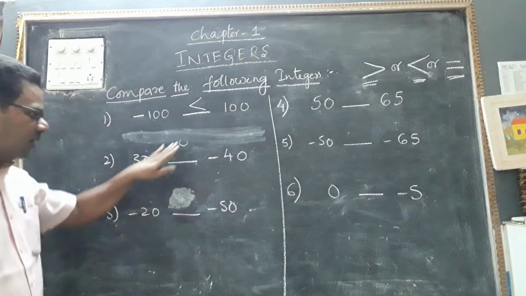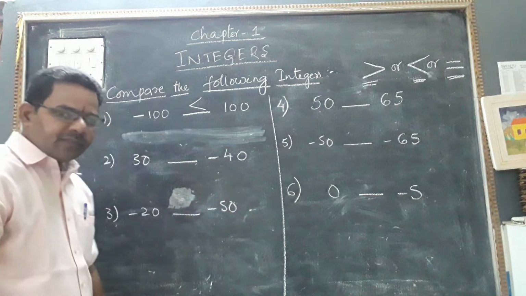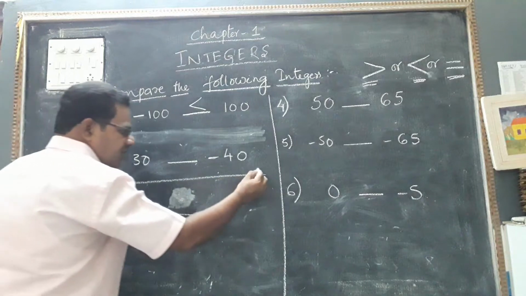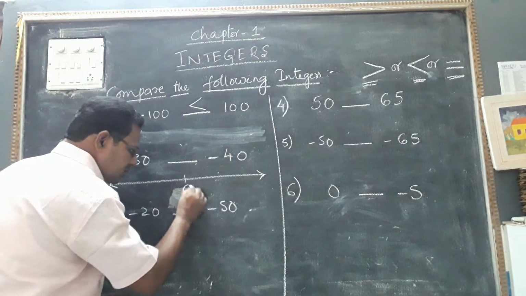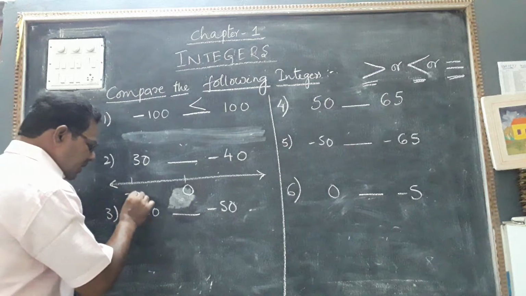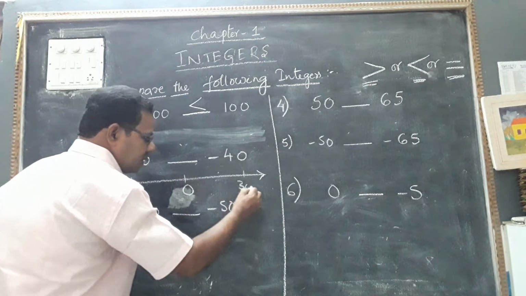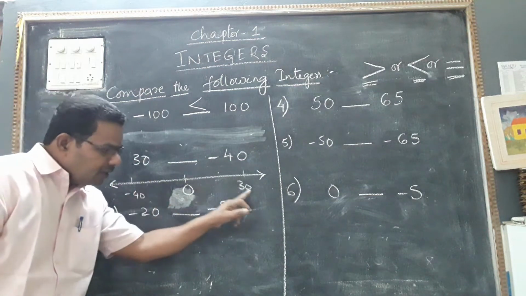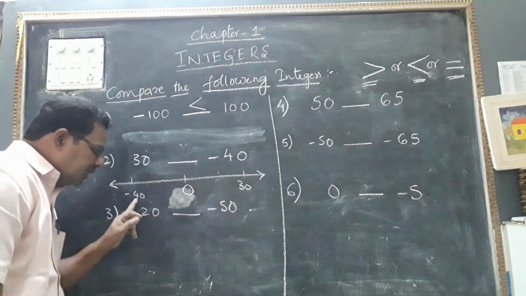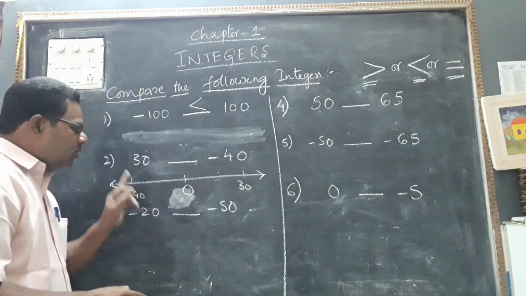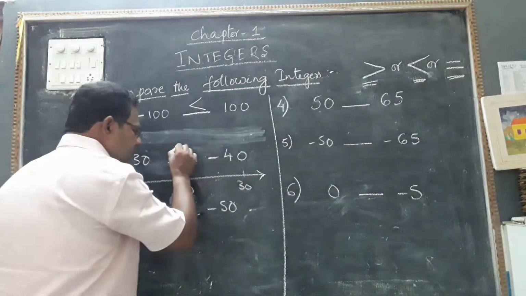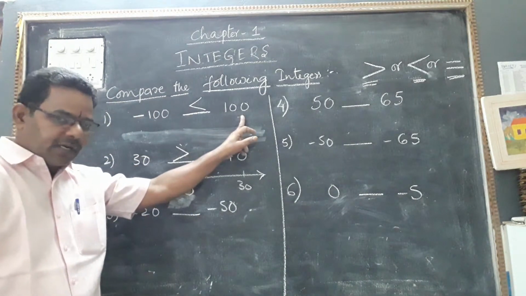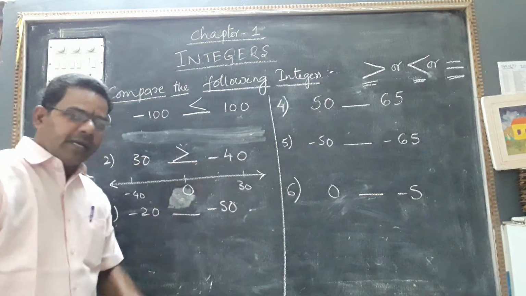Coming to the second one. 30 and minus 40. For this also, if you draw a number line, 0 is the middle part. This side minus 40 will be there, this side 30 will be there. So 30 and minus 40. 30 is the greater number, minus 40 is the smaller number. So 30 is greater than minus 40. Here minus 100 is less than plus 100. 30 is greater than minus 40.